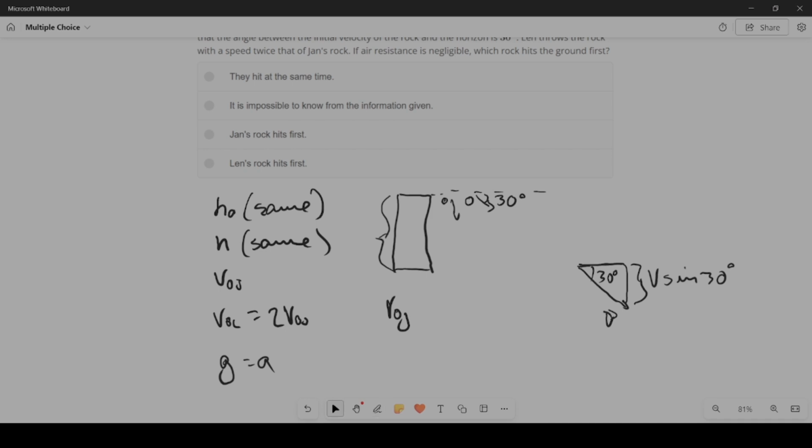And we know that v is VOL, which is 2VOJ, so 2VOJ sine of 30. Now, sine of 30 is 1/2, and so 1/2 times 2 just cancels out. So the vertical component of Len's throw is exactly VOJ. So they have the same vertical component. That means they both hit the ground at the same time.